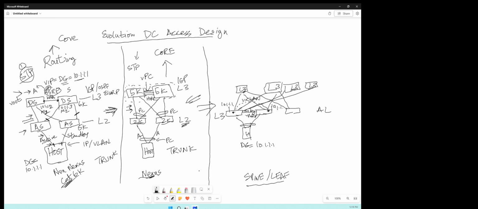So that's basically a high-level view of how the data center topology has evolved from spanning tree to a non-STP, non-HSRP based topology. I've got a video on spine leaf. You can take a look at it to see how it compares the traditional versus spine leaf. Hope this helps.